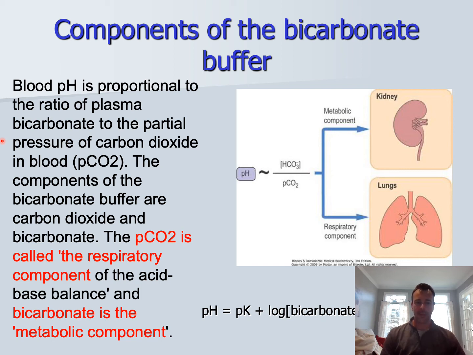The components of the bicarbonate buffer are carbon dioxide and bicarbonate. The partial pressure of CO2 is called the respiratory component of the acid-base balance, and the bicarbonate is called the metabolic component. So the metabolic component is more relevant to the kidneys, whereas the lungs, when we have things in the gaseous state, this would be the respiratory component.